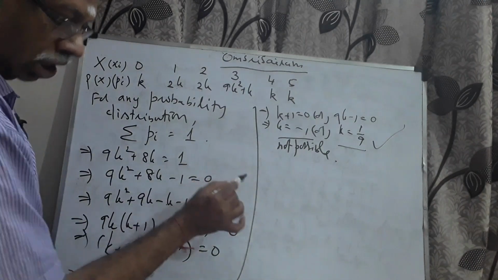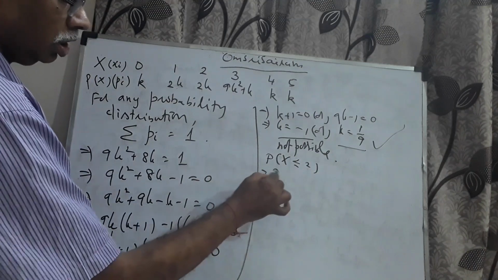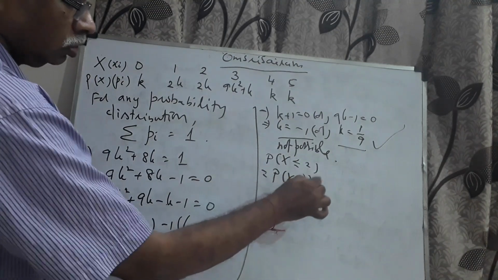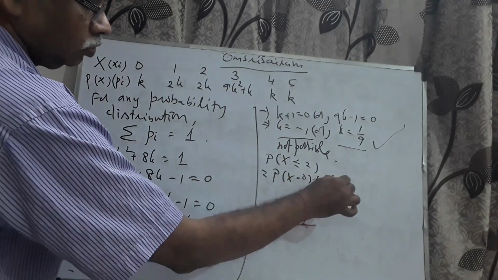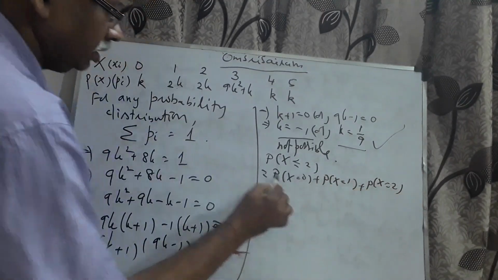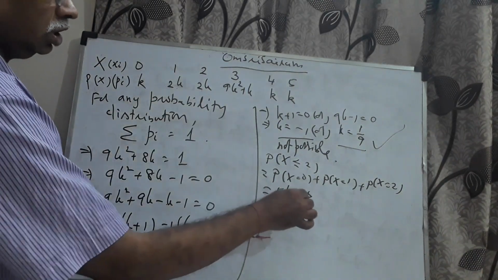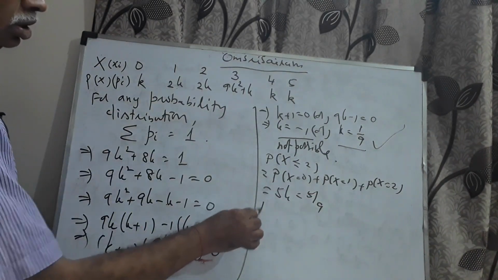Now, I need to think about p of x less than or equal to 2. What does it mean? It means p of x equal to 0 plus p of x equal to 1 plus p of x equal to 2. I am supposed to add these three, k plus 2k plus 2k. It is reduced to 5k. Therefore, my answer happens to be 5 by 9.